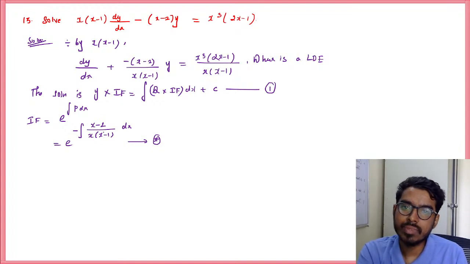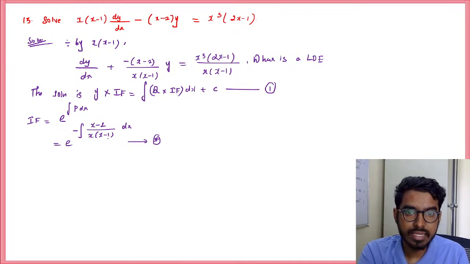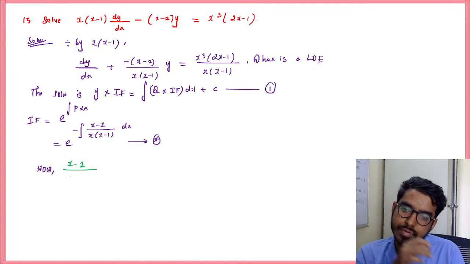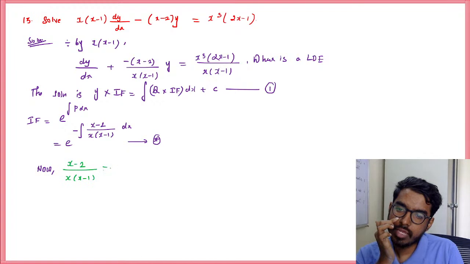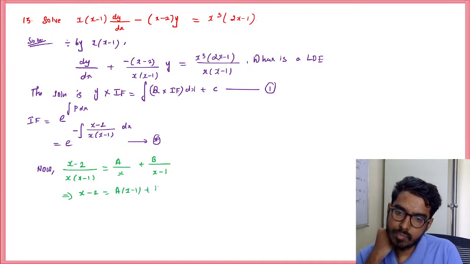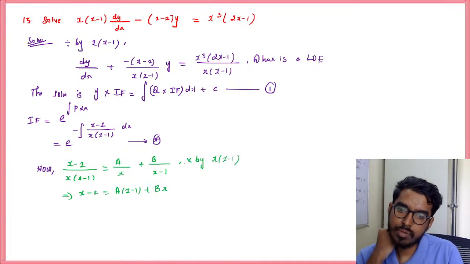Remember, this is a proper rational function, right? Because the degree of the numerator is strictly less than the degree of the denominator. So we can do partial fractions. Consider (x minus 2) divided by x into (x minus 1). It will be a by x plus b by (x minus 1). So multiply throughout by x into (x minus 1). So we will have a into (x minus 1) plus bx, right?